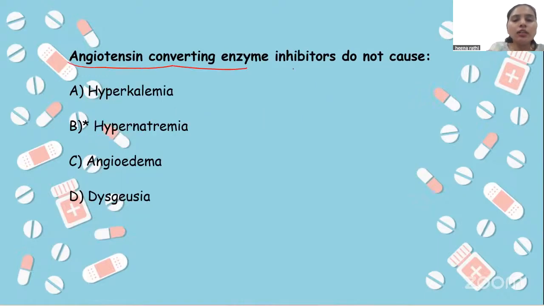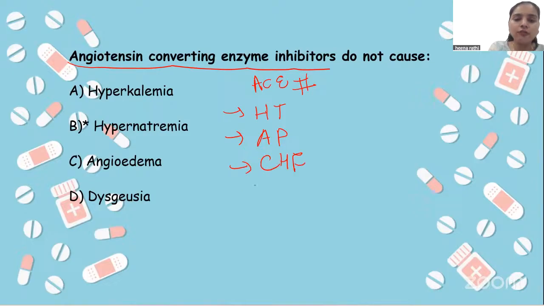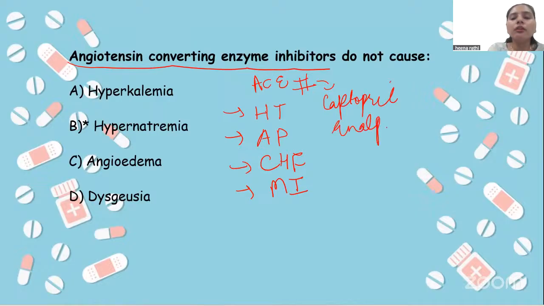Angiotensin converting enzyme inhibitor, ACE inhibitor. ACE inhibitors are used in various conditions like hypertension, angina pectoris, CHF, and they can be taken in myocardial infarction. These drugs are captopril, enalapril, and they are usually the prodrug type. They have to be converted into the active form inside the body, and they produce a number of adverse effects.